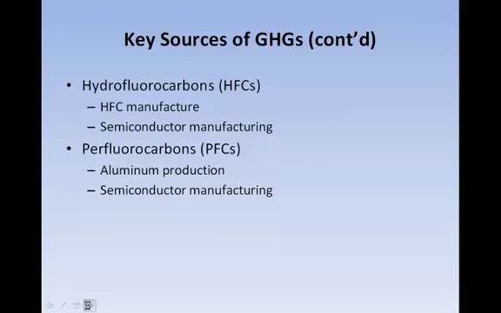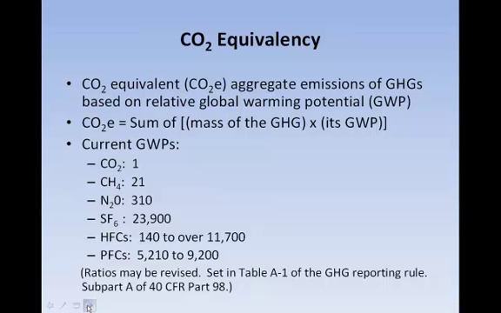Current global warming potentials are listed in this chart. For HFCs and PFCs, it varies with the chemical in each class of the chemical. The ratios may be revised over time. The current ratios under PSD are set in Table A1 of the Mandatory Greenhouse Gas Reporting Rule, which is codified in Subpart A of 40 CFR Part 98.